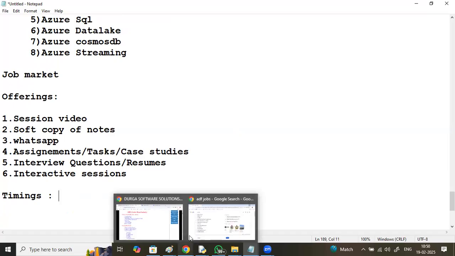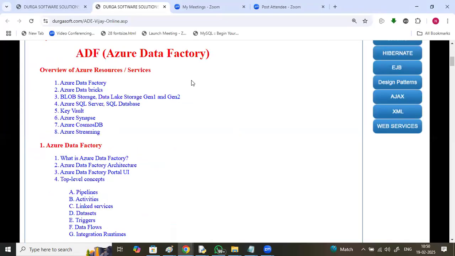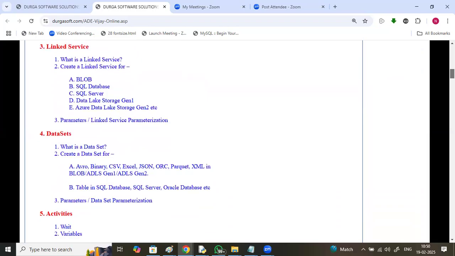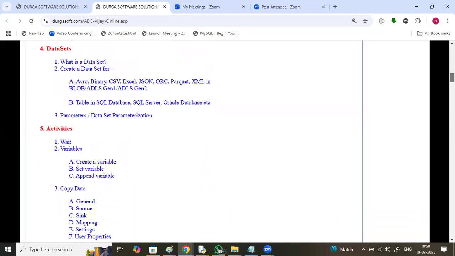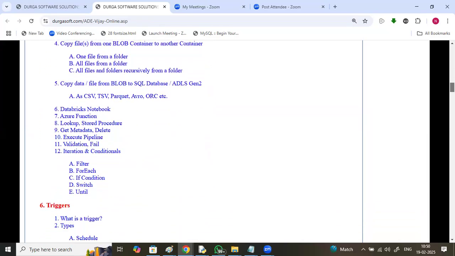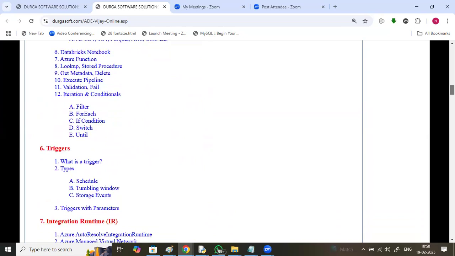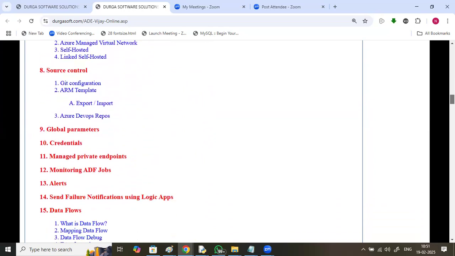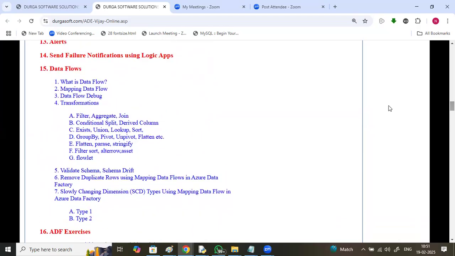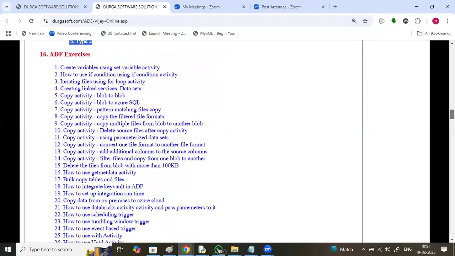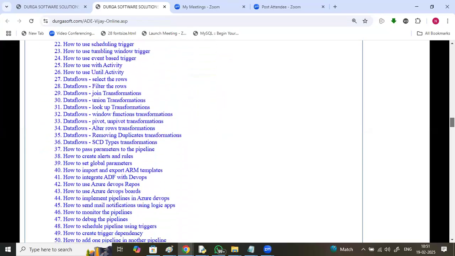Once you check this course content, in brief we'll be discussing Data Factory, Databricks, PySpark, and Synapse Analytics. In Data Factory: pipeline creation, linked services, datasets, working with different file formats, raw files, binary, Excel, JSON, XML. Different types of activities, triggers, schedule-based, storage-based, tumbling-based, integration runtime, data flows, mapping data flow, different types of transformations, SCD slowly changing dimension, SCD type 1, type 2. And nearly 50 practical exercises I'll be discussing.